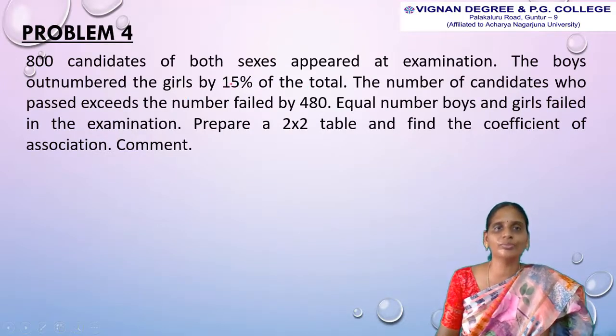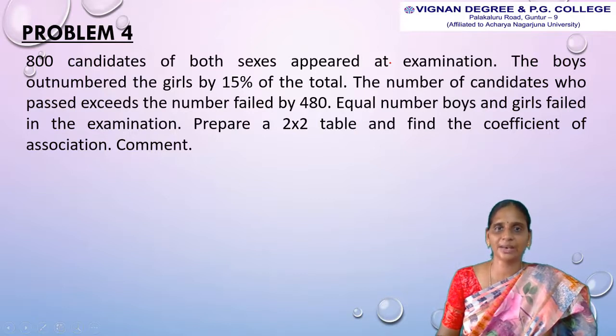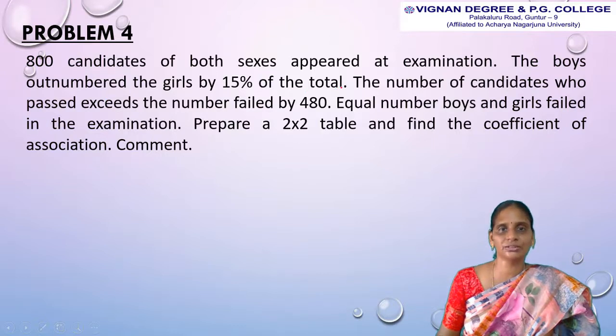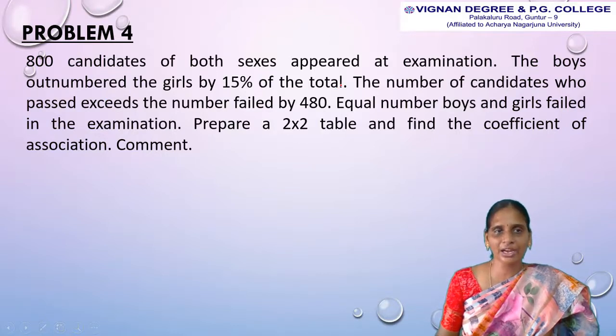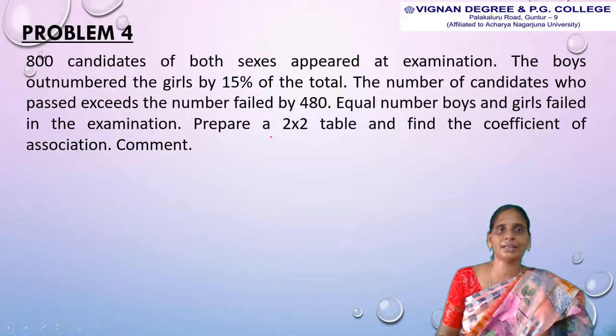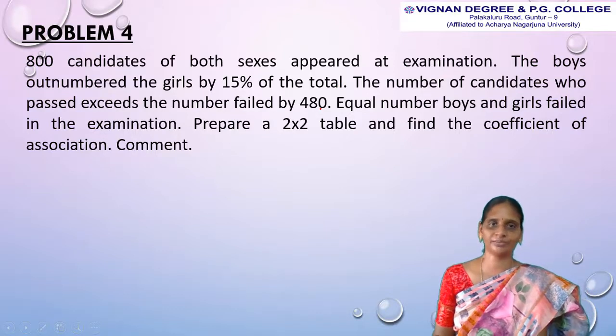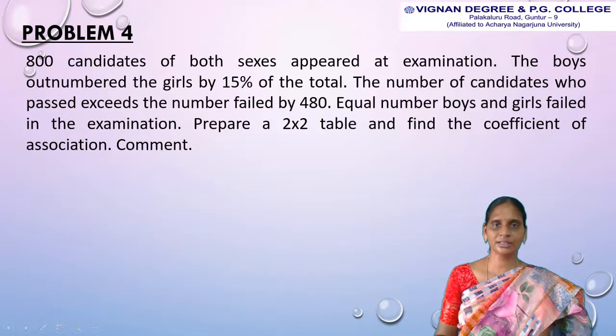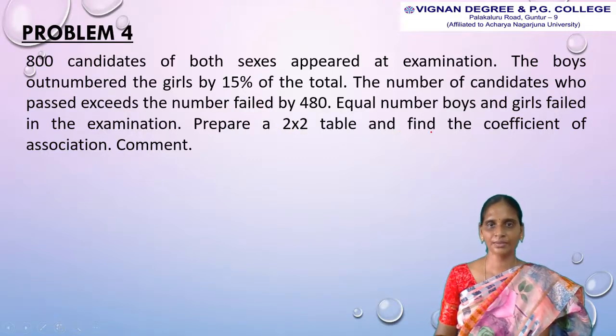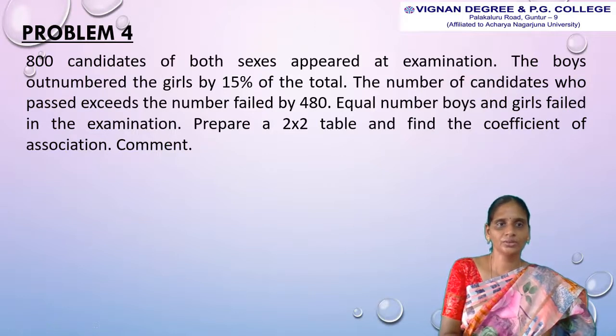800 candidates of both sexes appeared at an examination. The boys outnumbered the girls by 15% of the total. The number of candidates who passed exceeds the number failed by 480. And an equal number of boys and girls failed in the examination. Prepare a contingency table, that is, a 2 by 2 table, and find the coefficient of association and give the comment. Now the solution.